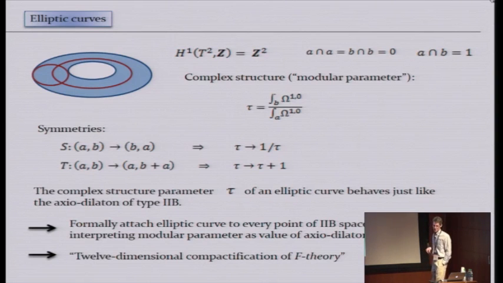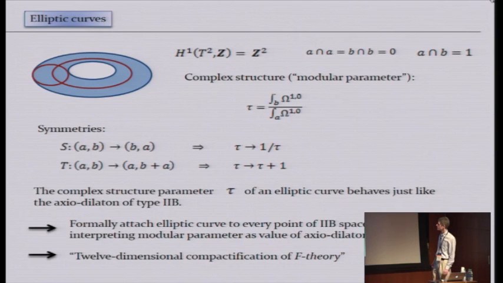Let's take our type 2B spacetime, and now let's attach a torus to it at every point on the type 2B spacetime. What we mean by that is that the complex structure parameter of that extra torus that we attach to every point in our spacetime, we're just going to identify with our axiodilaton. That's going to be our tau. And then, of course, the torus has an area. We're just going to ignore the area of the torus, or take it to be zero if you wish.